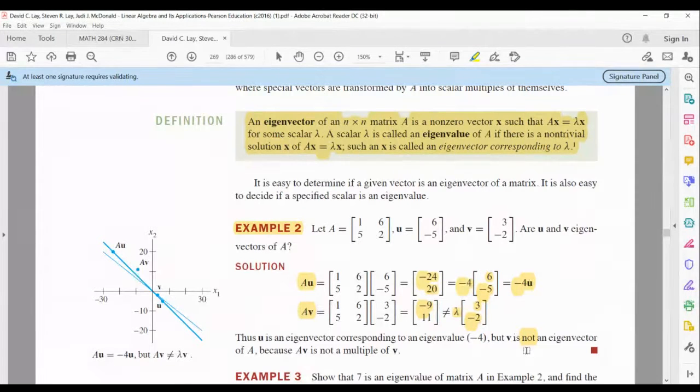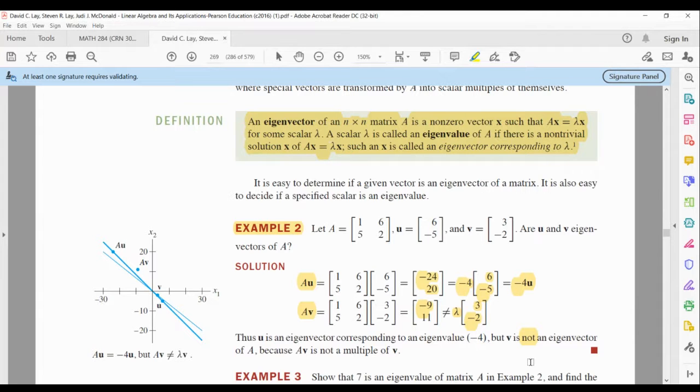This is good. They have a nice picture on the left here, showing how A times U just stretches the vector U. Very good. This is nice.